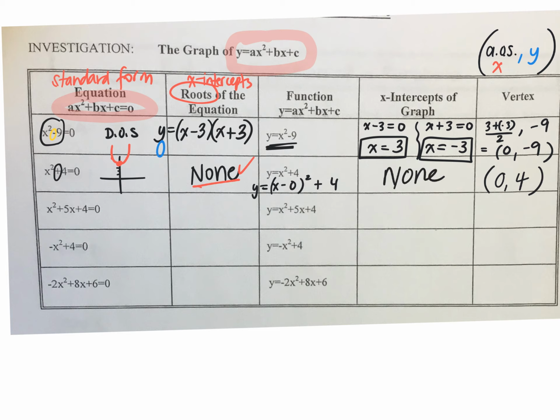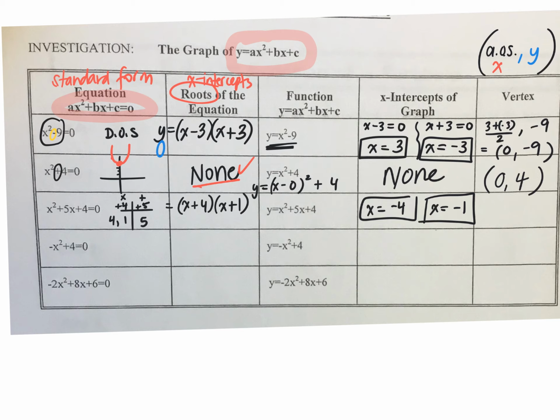Okay, so the next one, we have to write this in factored form. You're looking for two numbers that multiply together to give you what? Multiply together to give you positive 4 and add up to positive 5. Positive 4 times positive 1 equals 4, and they add to 5. So the roots of the equation are x plus 4 and x plus 1. What are the x-intercepts then? Negative 4 and negative 1.